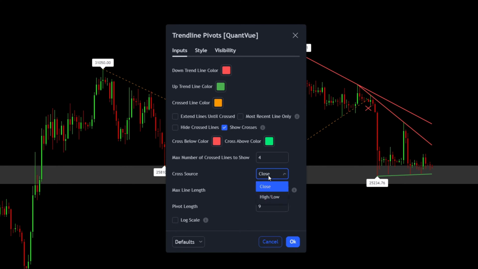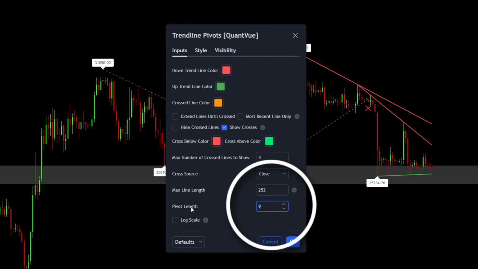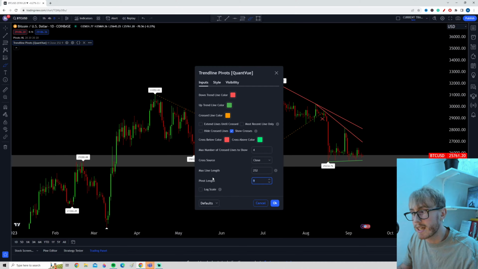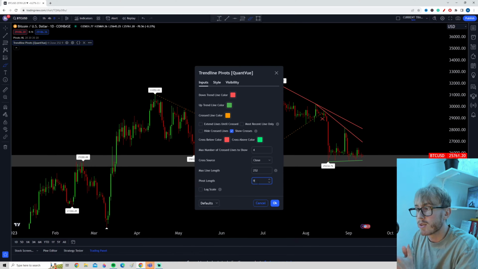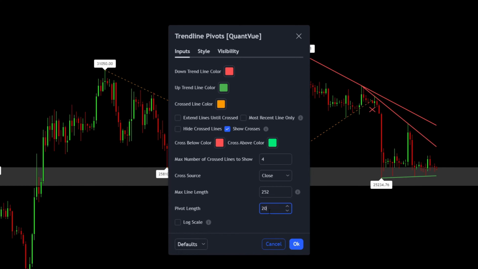For the cross source here, make sure to have it on close if that is not already marked, and you can also, if you want to, change the max line length. However, the most important setting is this one where it says 9 right here, and that is the pivot length. So remember guys, from our previous indicator we're using pivot highs and pivot lows with the length of 20. So if you want these trend lines to be based on the pivot points we already have on the chart, it's important to change this pivot length to 20, because now the trend lines will be based on these points. So let's change the pivot length to 20 and click OK.